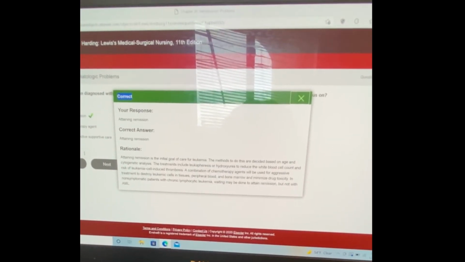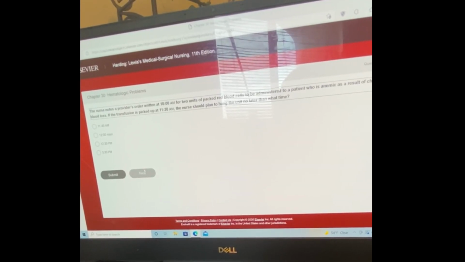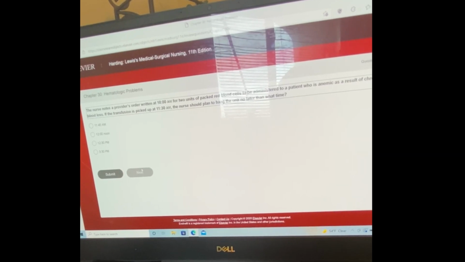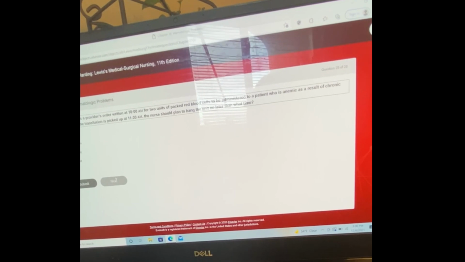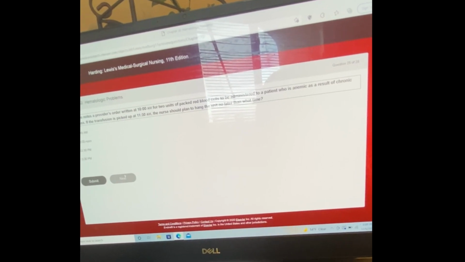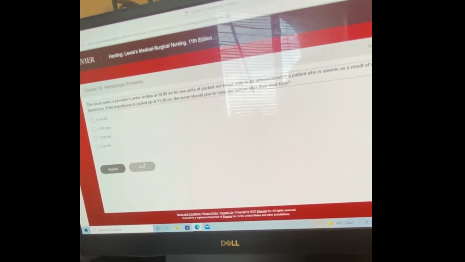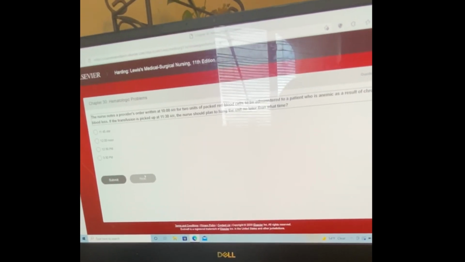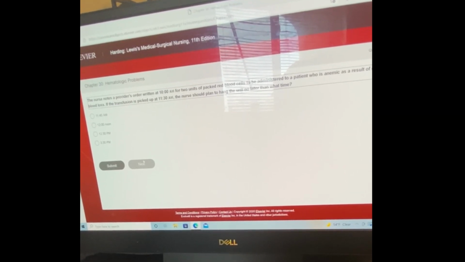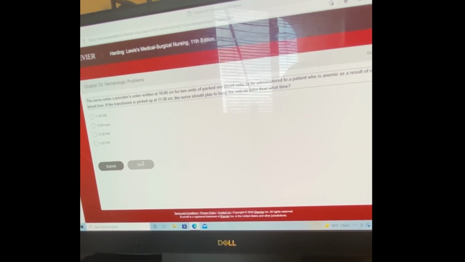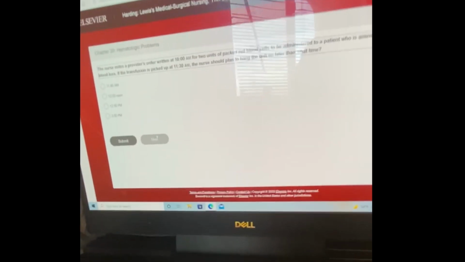We're done with these. The nurse notes a provider's order written at 10 a.m. for 2 units of red blood cells to be administered to a patient who is anemic. So you receive an order at 10 to give a patient blood who is anemic as a result of chronic blood loss. The transfusion is picked up at 11:30 a.m. The nurse should plan to hang the unit no later than what time?